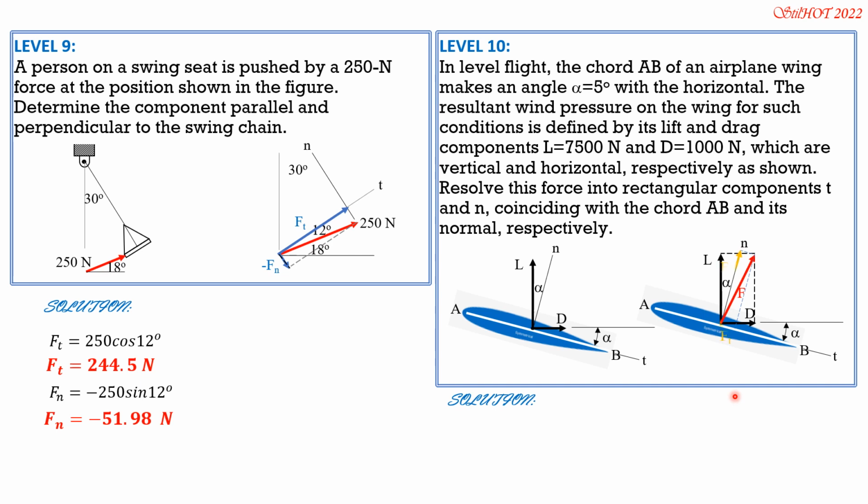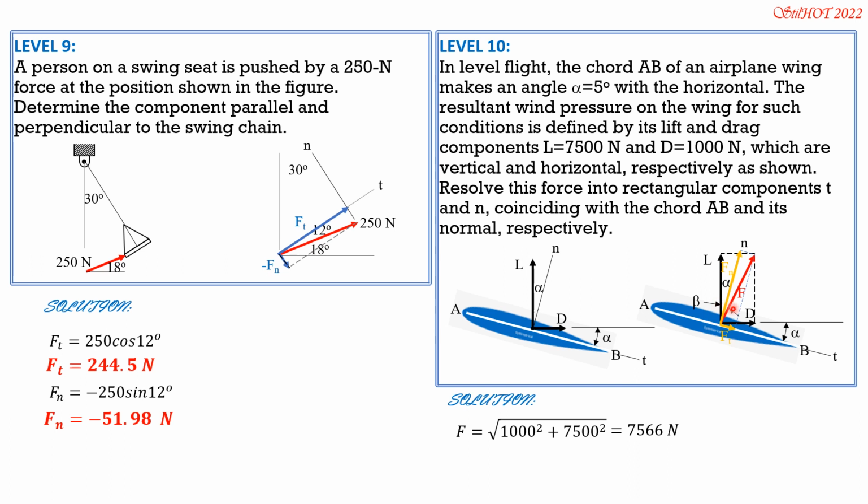But we have to solve for the magnitude of F first. So this is Ft and that is Fn. That's why they are both positive. And let's call this angle between F and the vertical as beta. So R is square root of 1,000 squared plus 7,500 squared. So the magnitude is 7,566 newtons.